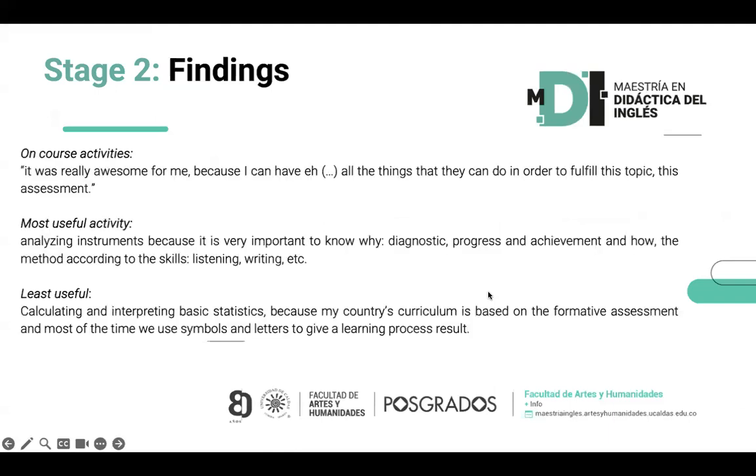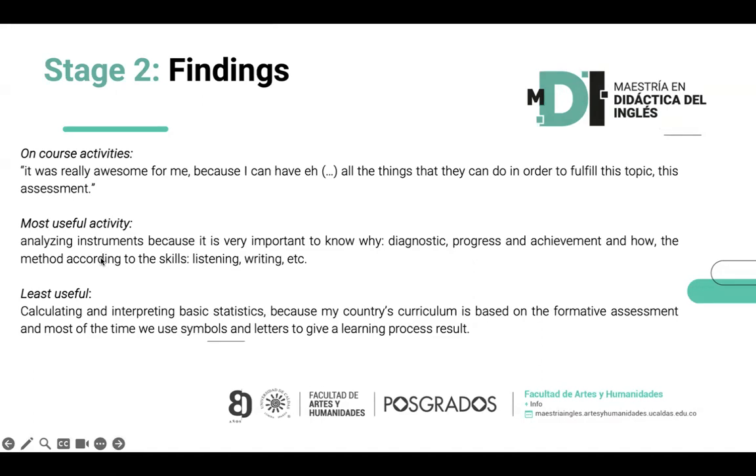And let me show you kind of the flip side. This is what they said about course activities. In general, they thought that the course was, this is what one of the teachers said at the top, really awesome for me because I can have all the things that they can do in order to fulfill this topic, this assessment. So the activities that the teachers had included a lot of interaction with other people. So when the teacher said all the things that they can do, he meant other teachers in other Latin American countries, what they can do, so he learned from other people. So during the diagnosis stage, they told us, we want to learn from other people. And in the implementation stage, they could see that they learned from other people.